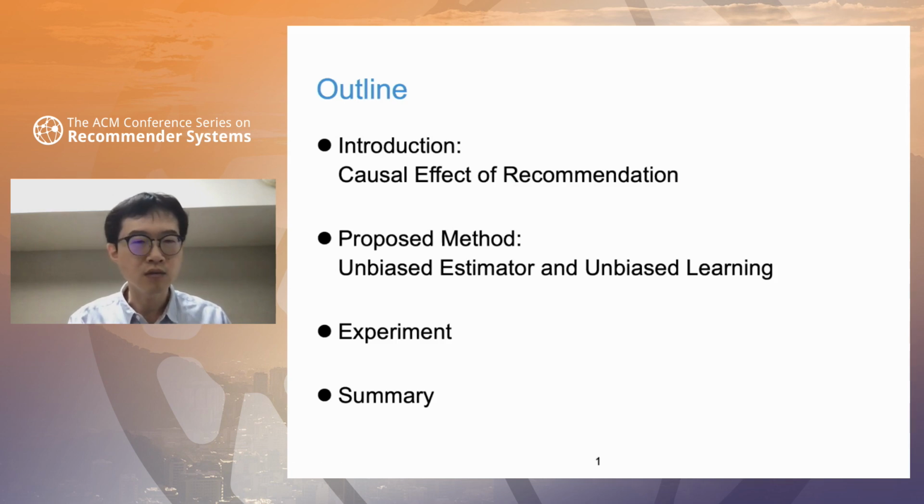This is the outline of my talk. First, I'll introduce what is the causal effect of recommendation and why it's important. Then I'll explain our unbiased estimator and unbiased learning. And I'll show the experiment results and summarize my talk.